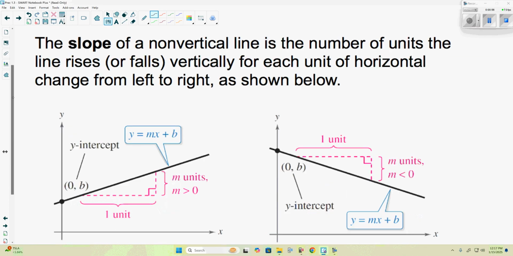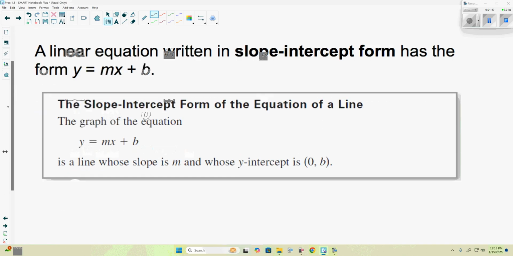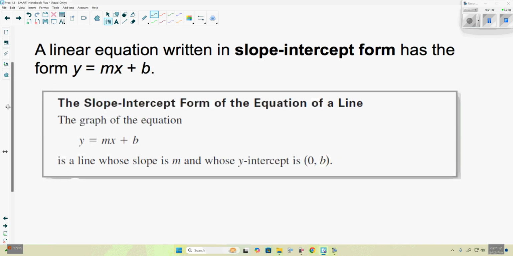The slope of a non-vertical line is the number of units that the line rises vertically for each unit that it changes left or right. So we're talking about rise over run. Slope is the change in y over the change in x. A linear equation written in slope-intercept form has the equation y equals mx plus b.